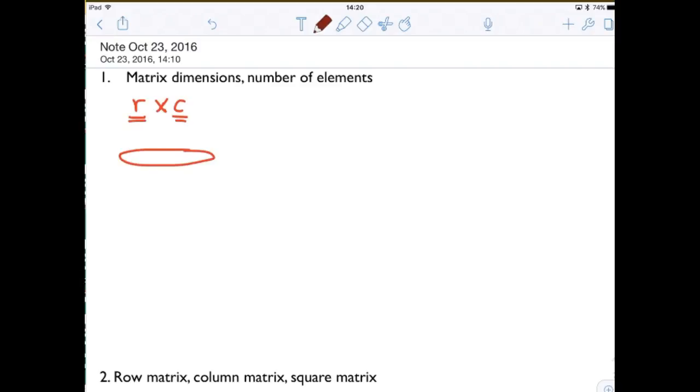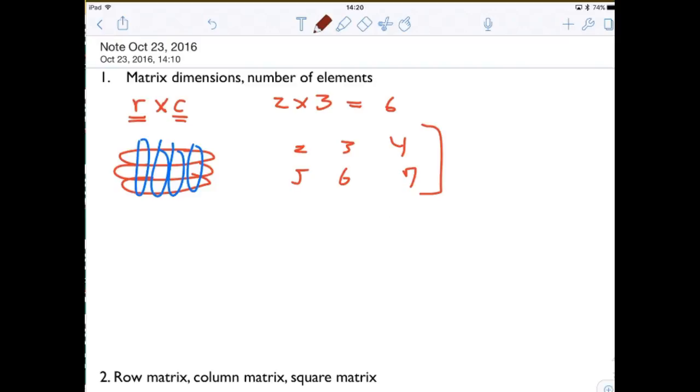So the rows are in this direction, right? And the columns are going to be in this direction, all right? And the number of elements you calculate basically by multiplying the rows times the columns, right? So if you have 2 times 3, the number of elements is going to be 6. The other way you could do it is you could just count up the number of elements, from the beginning to the end, right? So like this is a 2 by 3 matrix, 2 rows, 3 columns, and I could find out the number of elements simply by counting them up to 6. Okay? All right, moving on.